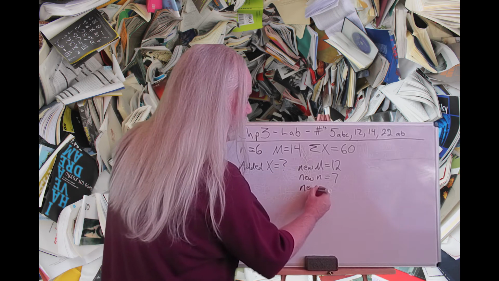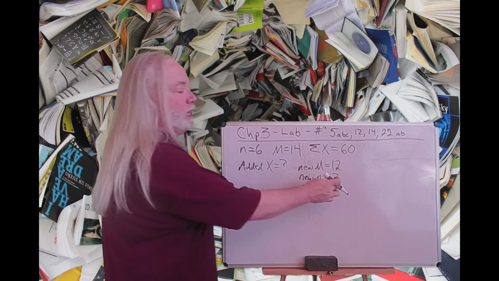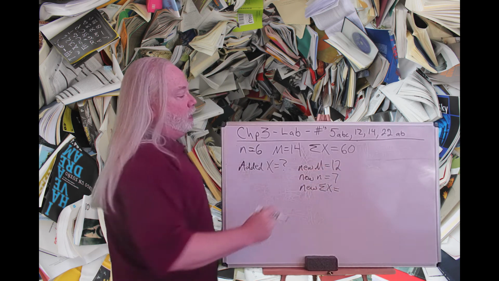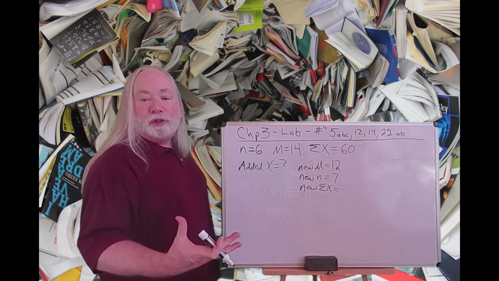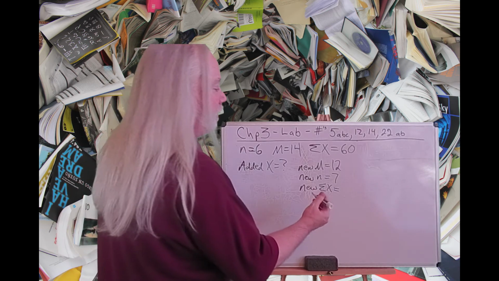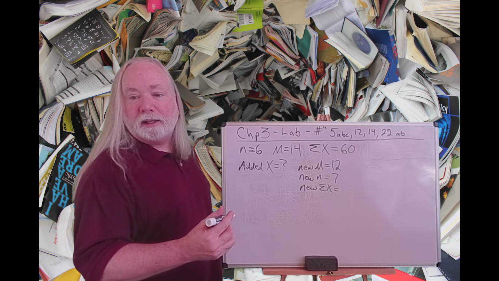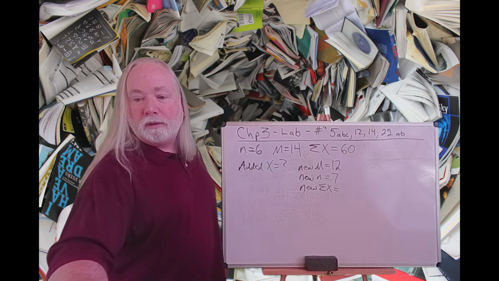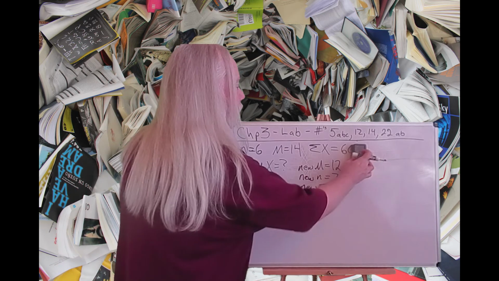What is the new summation of raw scores? Well, we now have 7 scores with a mean of 12. We do the same thing. We just multiply them together. And so we can see that the new summation of raw scores is, I think I wrote the wrong thing. Oh, it's 84. Oh, I'm sorry. I wrote an answer for the previous problem up here.